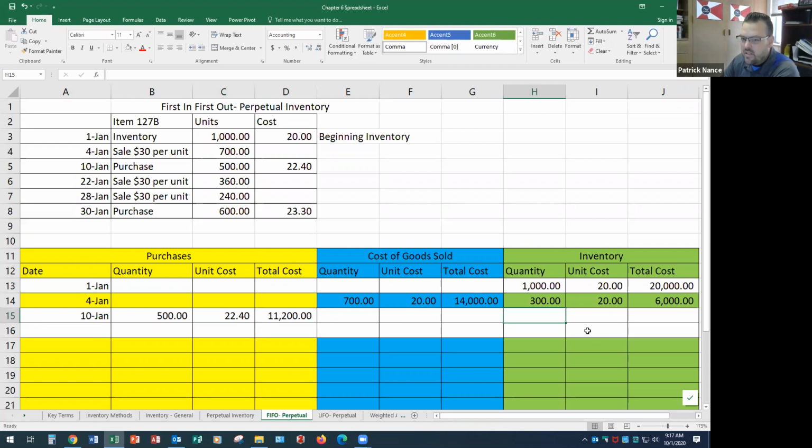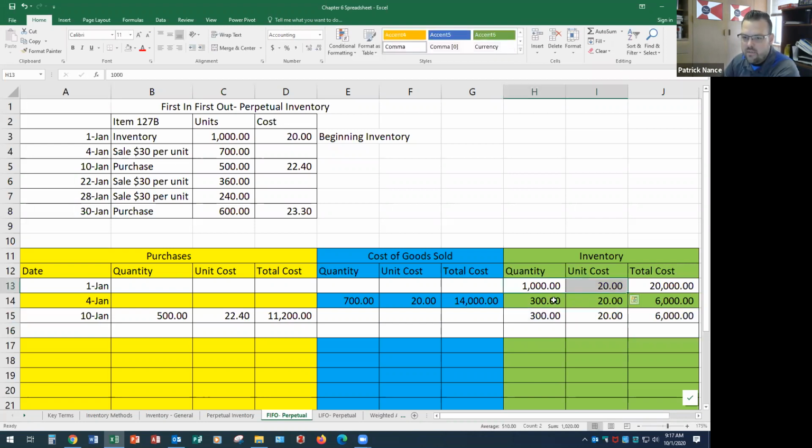This is a running total over here, and that's why I'm changing the colors to try and make it a little easier to see. So after I buy this inventory, I have a total of 800, but I have two different costs for them. So I need to keep them straight and list them on separate lines. So what I have in my inventory after my purchase on January 10th is 300 units at $20 a unit, which is the old inventory, the inventory from January 1st.